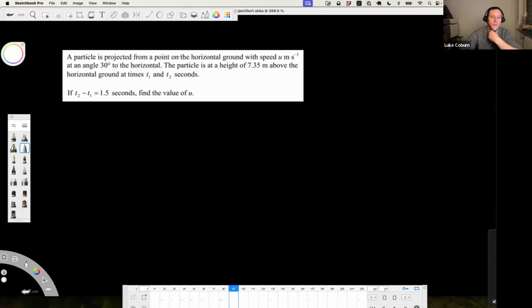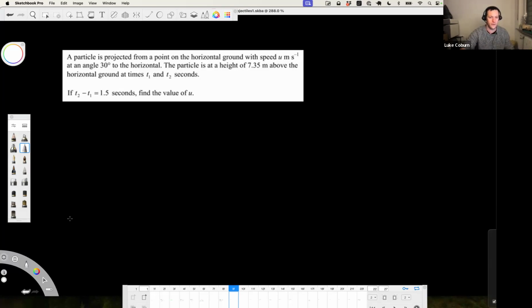A particle is projected from a point on horizontal ground with a speed u at an angle of 30 degrees to the horizontal. The particle is at a height of 7.35 meters above the ground at the times t1 and t2 seconds. And then we're told if t2 minus t1 is equal to 1.5, then find the value of u. Okay, so this seems a little bit different.